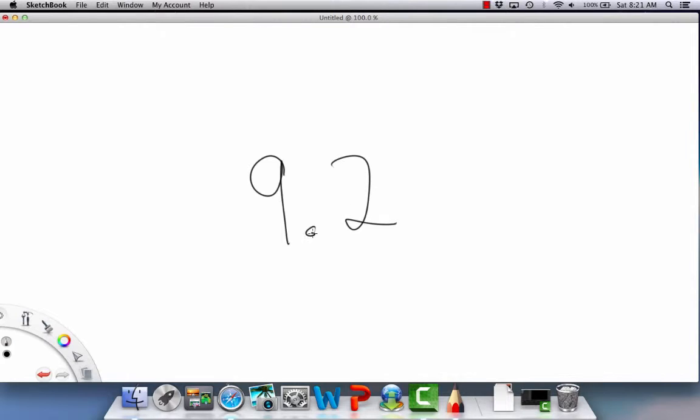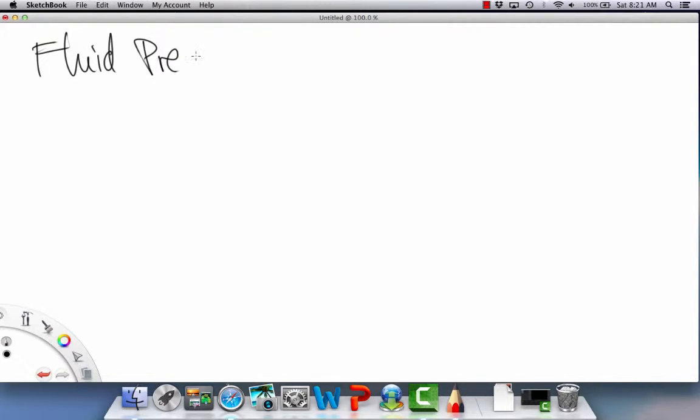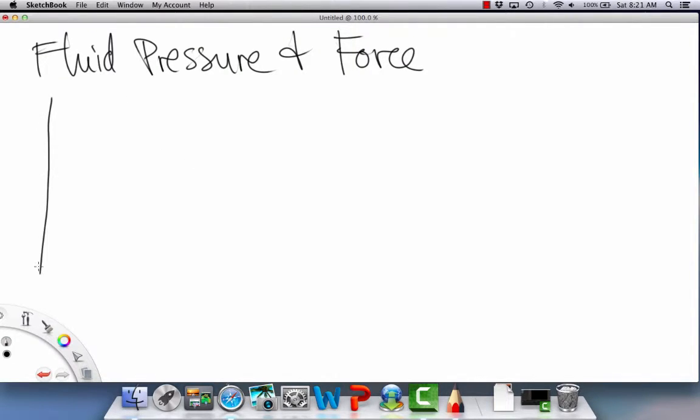Now this is kind of like a physics application of integrals, specifically with something called fluid pressure and force. Okay, so let's start. Fluid pressure and force. So I'll write it, fluid pressure and force. Okay, so I'll draw a quick diagram. This is actually in your textbook, but I'll explain it here, just so you get a better visual.